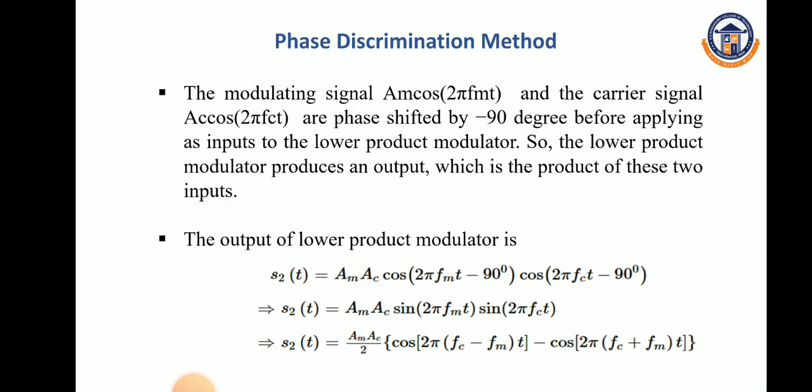The modulating signal Am cos 2π fm t and the carrier signal are phase shifted by 90 degrees before applying to the input of the lower product modulator. We have the upper product modulator and the lower product modulator. The lower product modulator produces an output which is the product of these two inputs. The output of the lower product modulator, S2 of t, is equal to Am Ac divided by 2 into cos 2π (fc minus fm) t minus cos 2π (fc plus fm) t.